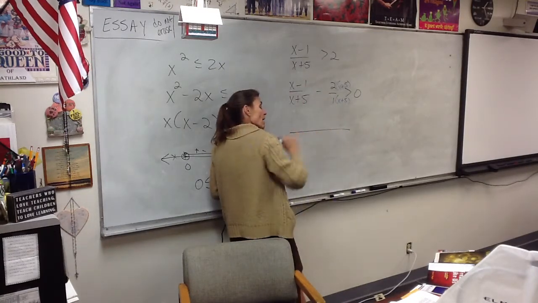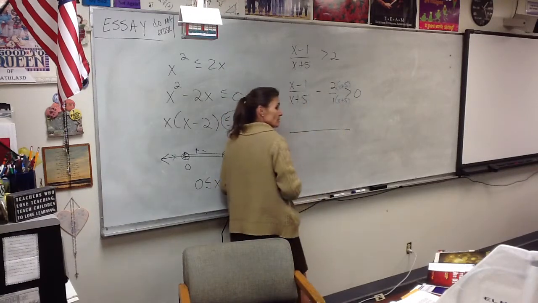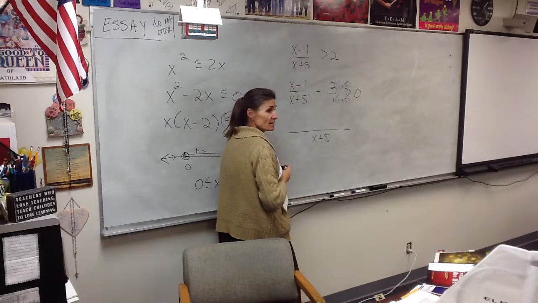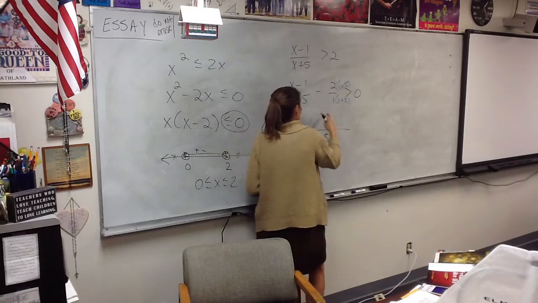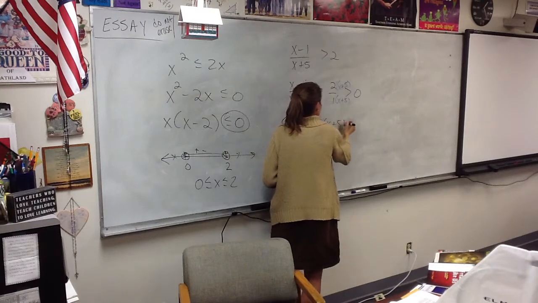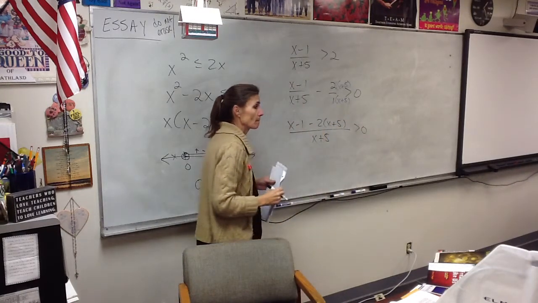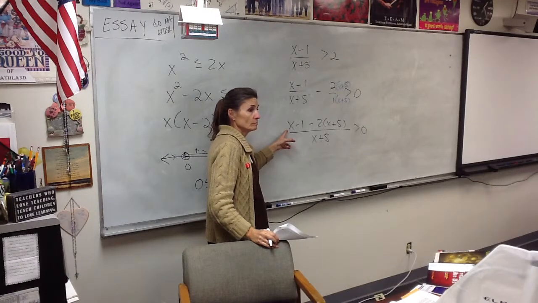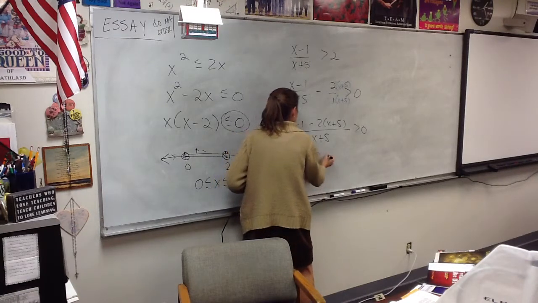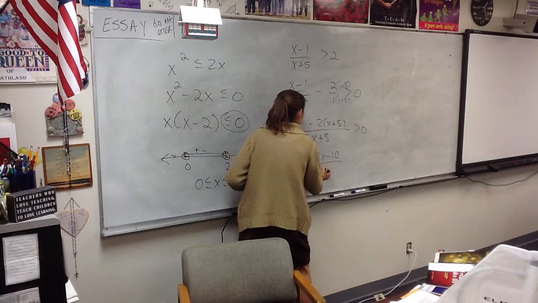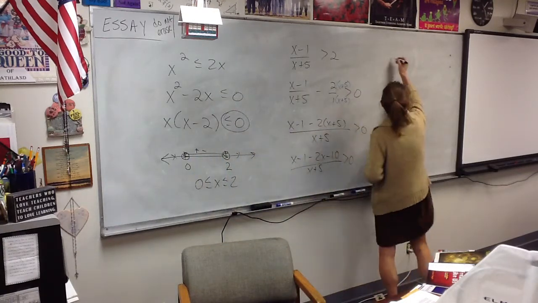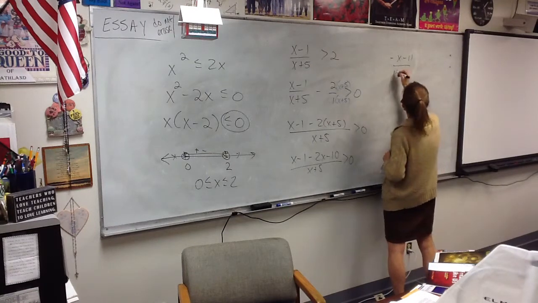Now I can write one fraction because I have one denominator. Now the numerator is still a mess, but we can fix that. Our first goal was to get one denominator. We got it. So on the top we have x minus 1 minus 2 times x plus 5. Now we'll do distributive and cleanup work, which is negative x minus 11 over x plus 5.